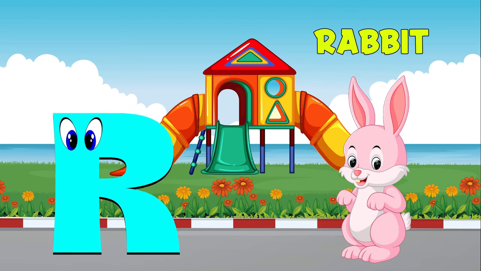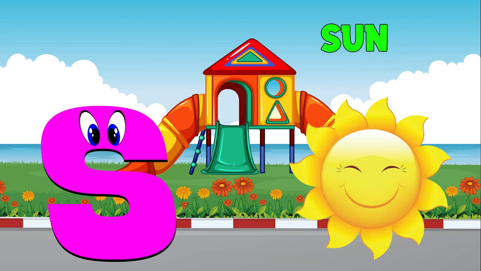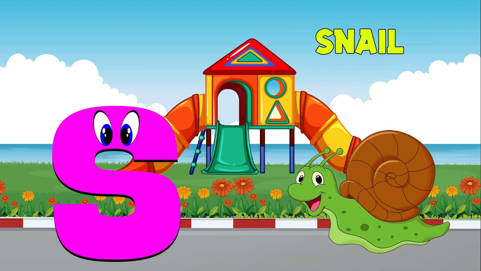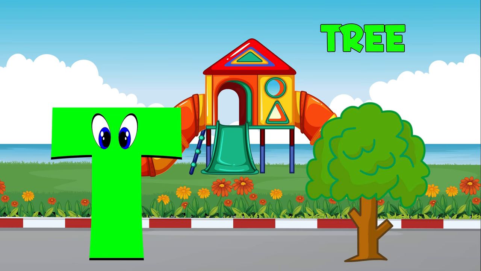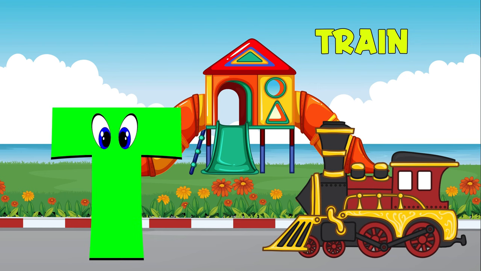Rabbit, rabbit. S is for sun, sun. S is for snail, snail. T is for tree, tree. T is for train, train.